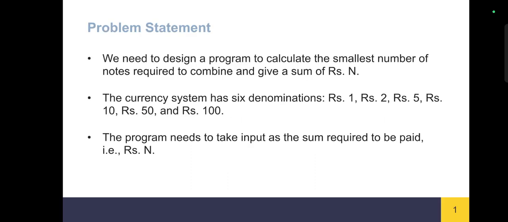we need to design a program to calculate the smallest number of notes required to combine and give a sum of rupees n. The currency system has six denominations: rupees 1, rupees 2, rupees 5, rupees 10, rupees 50, rupees 100. The program needs to take input as the sum required to be paid, rupees n.